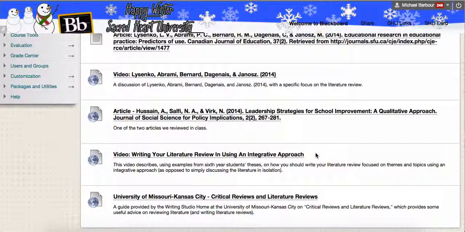The second thing that I would like you to bring to class is that I want you to start to construct essentially a topic sentence for that group of articles.